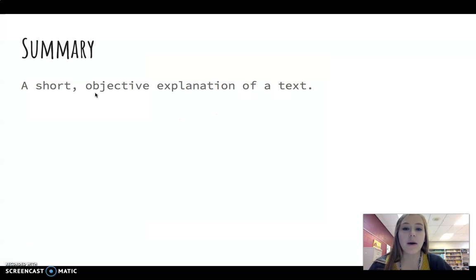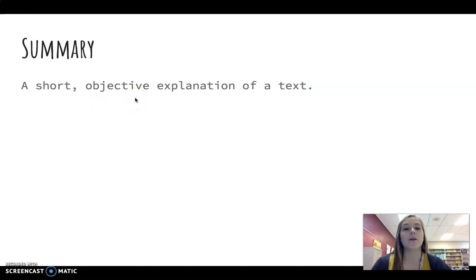Okay, let's talk about what summarizing actually is. A good definition for a summary is a short, I know you guys are going to like that part, a short, objective explanation of a text. Objective means it's not going to have any opinions in it. So if you read something, you might think, I really like that text, or I really hated that text. You're not telling me that in a summary. It's objective, so there's no opinions.